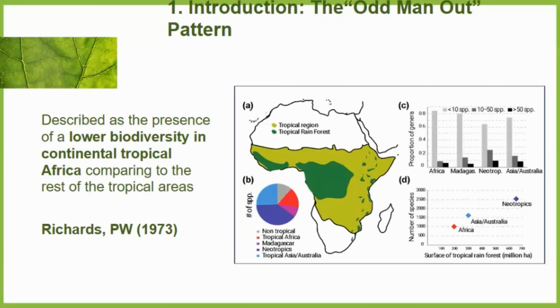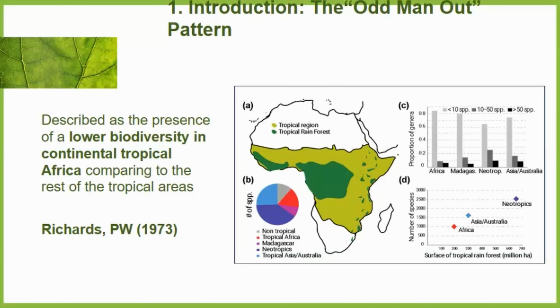And you can see there the graph. In the A, you can see what we called the tropical region in continental Africa. And you can see that the real tropical rainforest is a really small area. In the B, you can see a graph of the amount of species that you can see in the different tropical regions. And tropical Africa is also a small part of that.